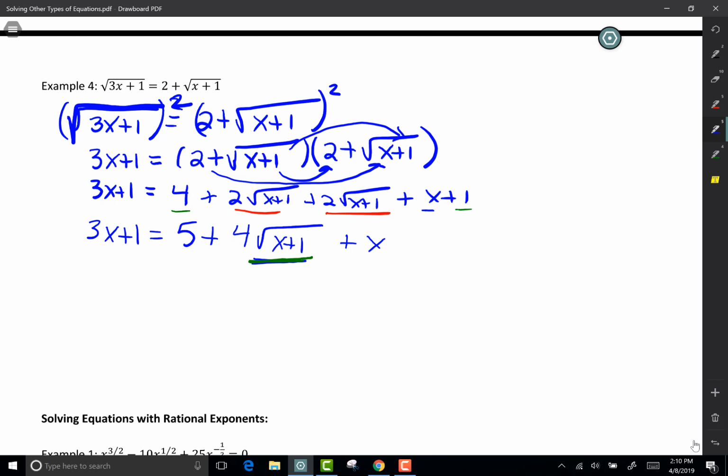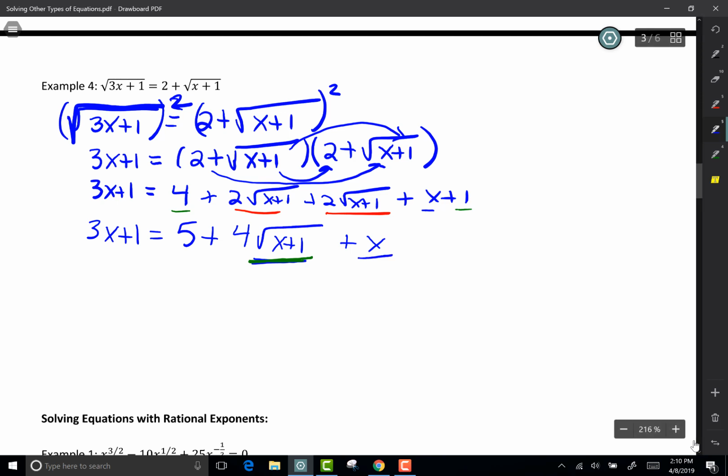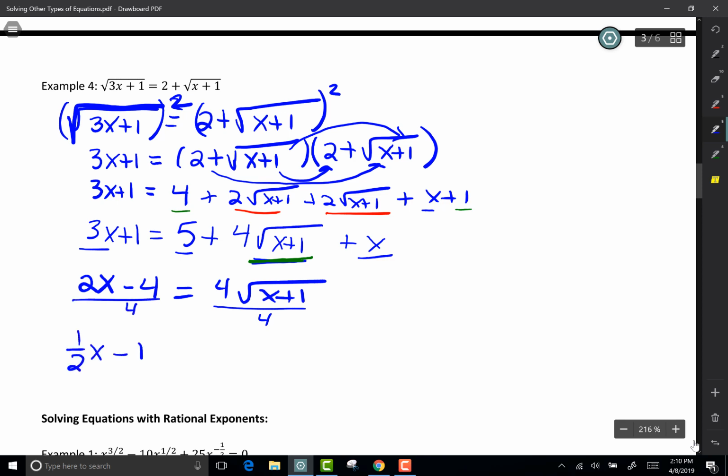Okay, so I'm going to subtract x from both sides. So over here, I'm going to have a 3x minus x. So that's going to give me a 2x. And then I'm going to subtract 5 from both sides. And that's going to give me a minus 4 is equal to 4 square root of x plus 1. And now I'm going to divide both sides by 4. So I'm going to have 1/2 x minus 1 is equal to the square root of x plus 1.